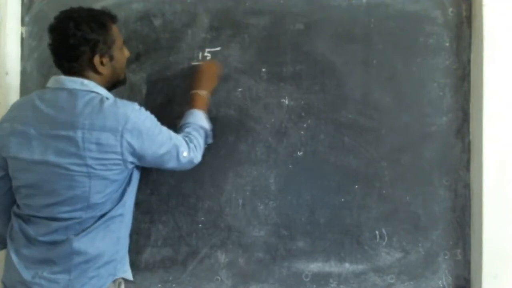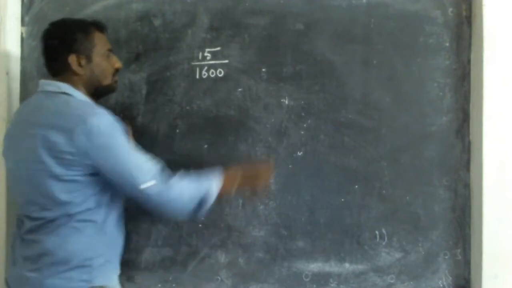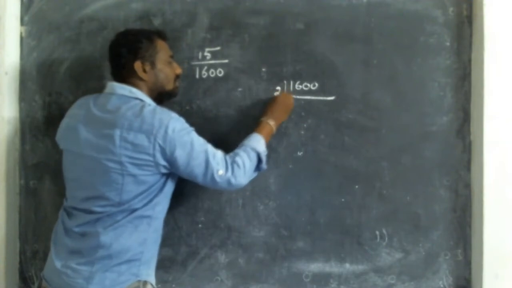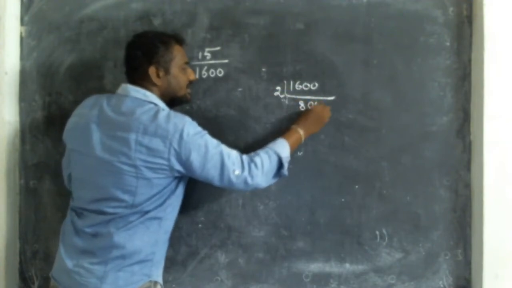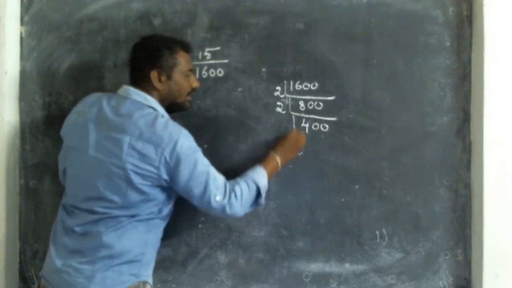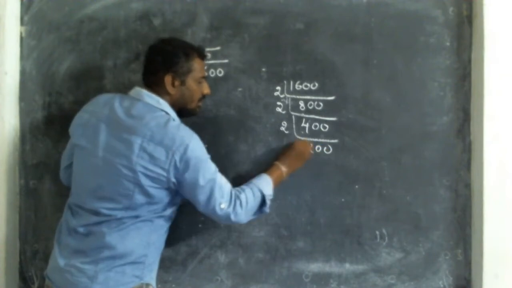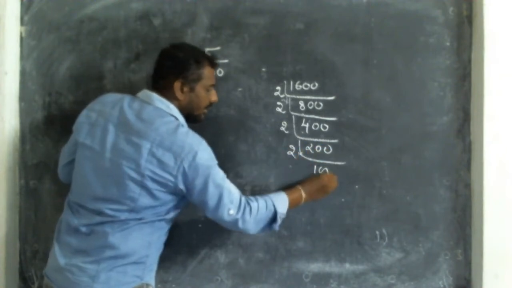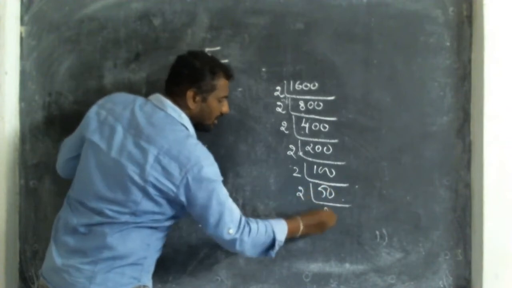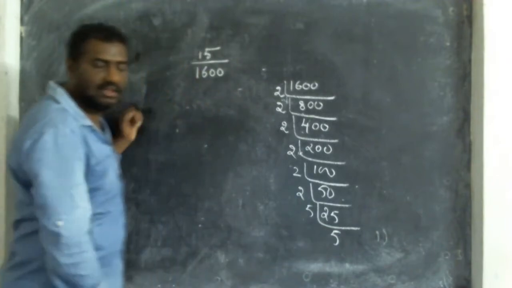15 by 1600 is there. We'll go for 1600 first. 2 8s are 16, so it becomes 800. 2 4s are 8, it becomes 400. 2 2s are 4, it becomes 200. Next 100, 50, 25. Next we can write 5 5s.